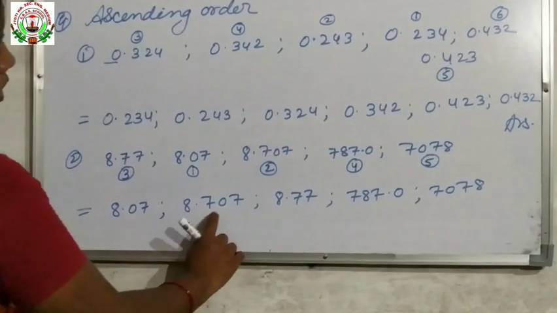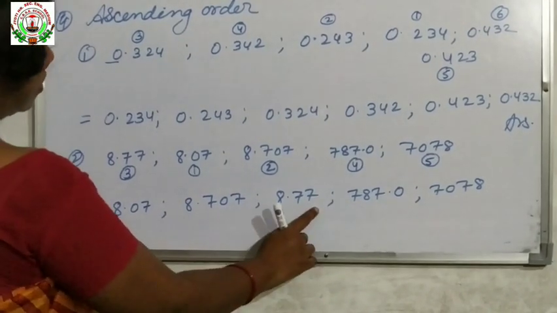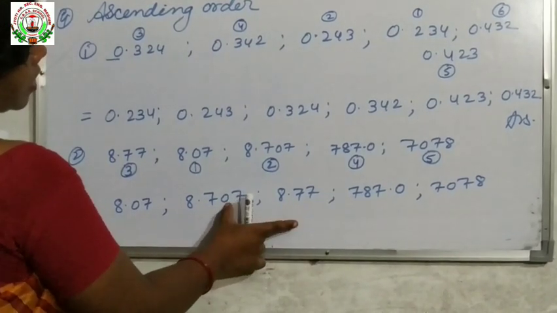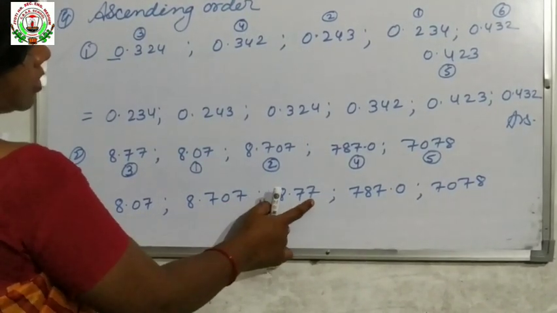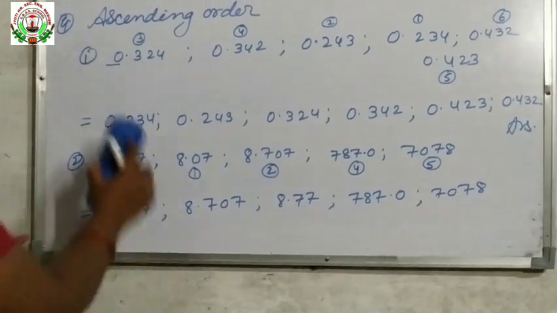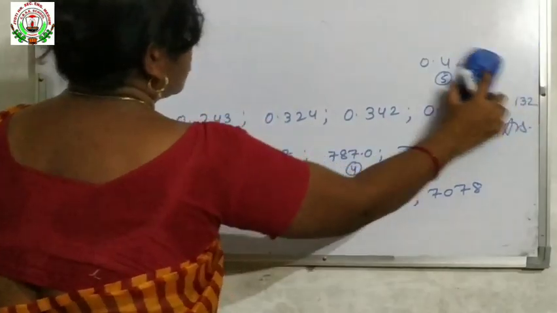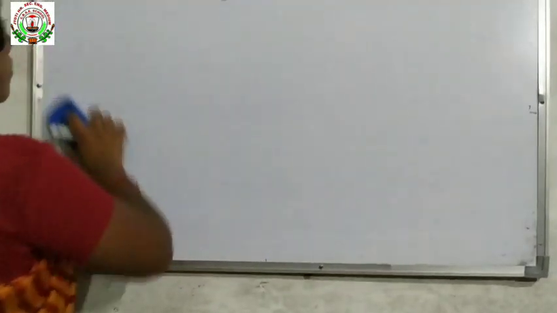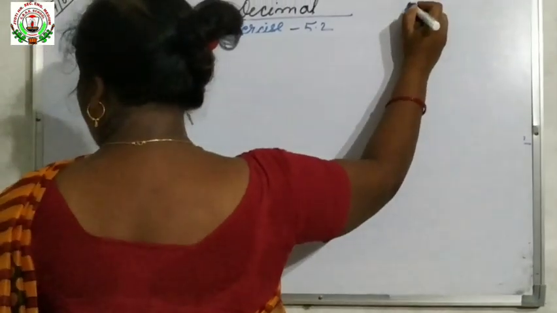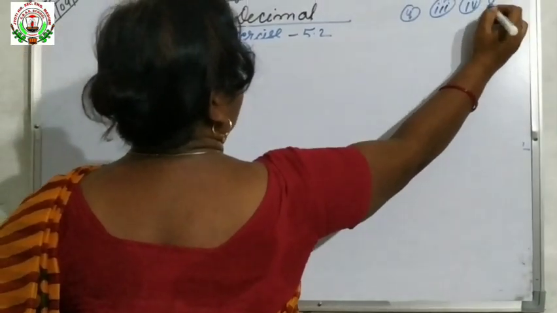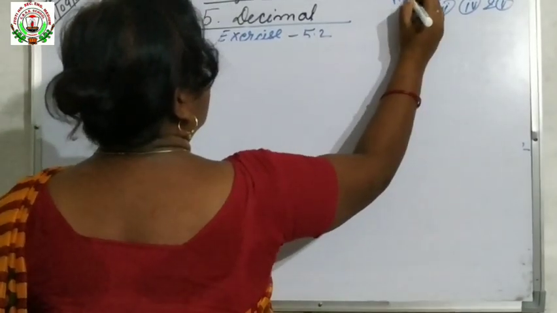Don't be confused here between 8.707 and 8.77. After the decimal, first both numbers have 7. Then here 0, so it is the smallest. Here 7, it is the greatest. So it will come after this number. Understood? Now ascending order is completed. 2 questions we have completed. You will do 3, 4 and 5 as homework.